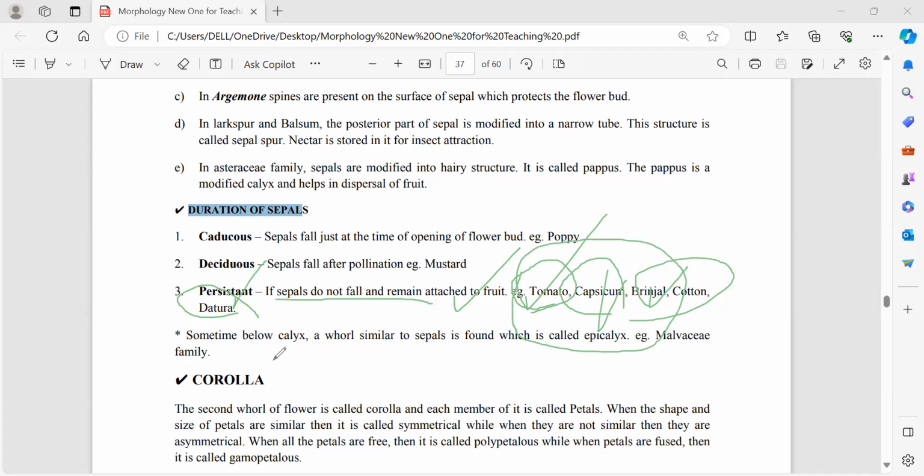And sometimes below a calyx, a whorl similar to sepal is found. That is called epicalyx. This is very important. यानी कभी कभार कैलिक्स के नीचे और एक whorl होती है, additional whorl to the calyx. That is not actually the calyx, उसको हम epicalyx कहते हैं. Literal meaning से epicalyx का मतलब है कि it is epicalyx, above the calyx.